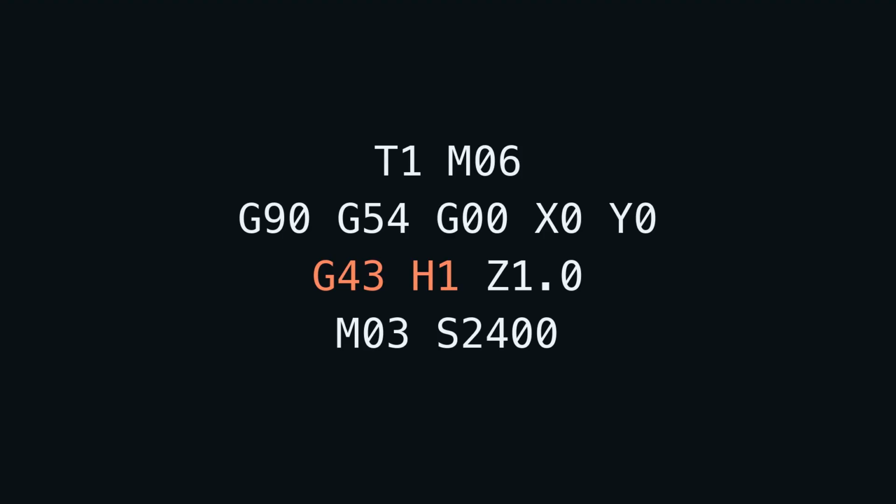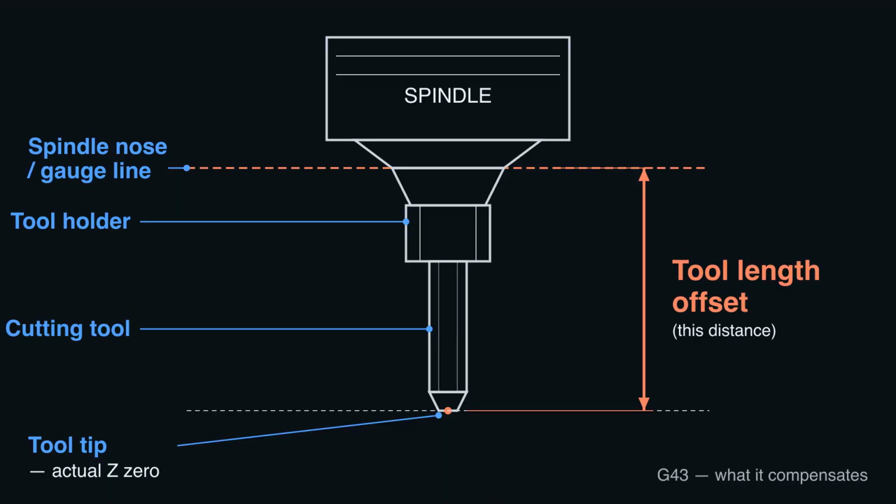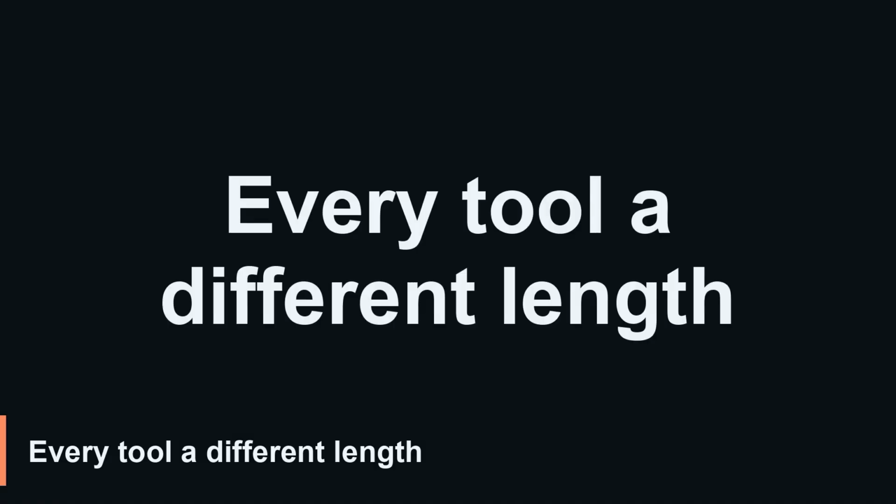actual work. Start with what G43 is actually compensating. The control knows where the spindle nose is. It does not know how far past the spindle nose your tool sticks out. That distance, gauge line to tool tip, is what G43 applies. Every tool in your carousel is a different length. A face mill might stick out 2 inches. A long reach end mill, 6.